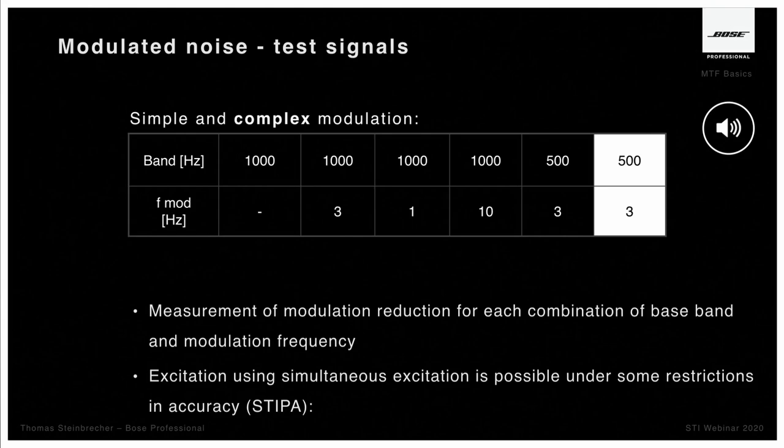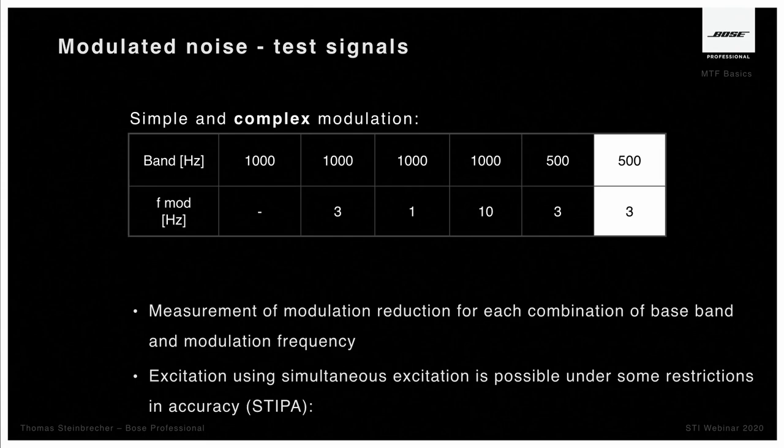And of course, we can also go down 1 octave and do 500 hertz, again with modulation 3 times per second. Now you can imagine that's quite many combinations of basebands and modulation frequencies. And typically you are only exciting the communication channel in 1 octave band. For some channels, that's probably not a realistic use case, right?